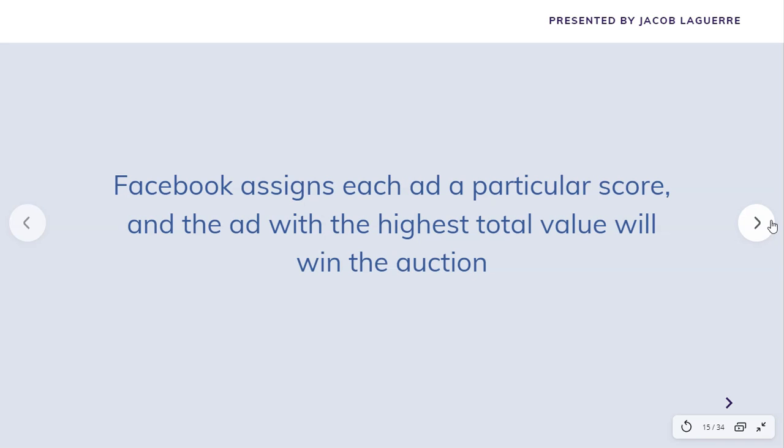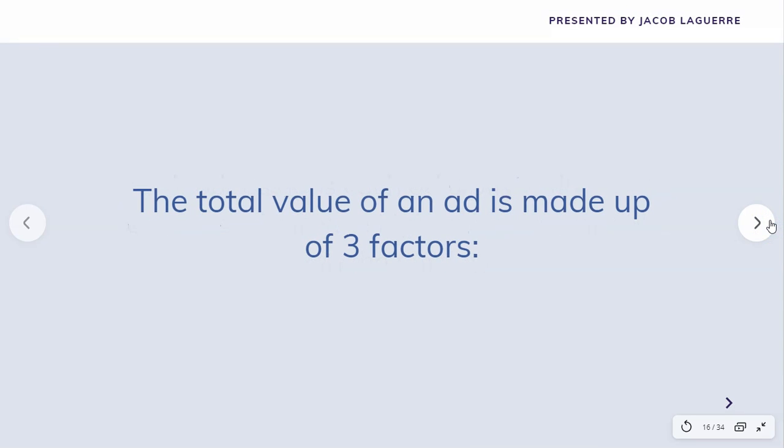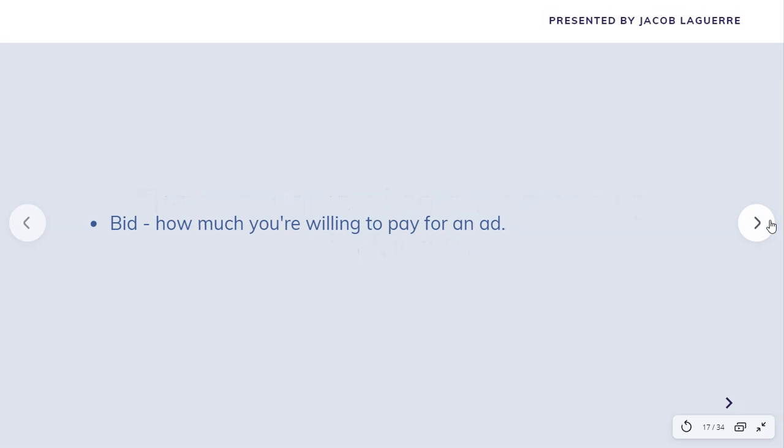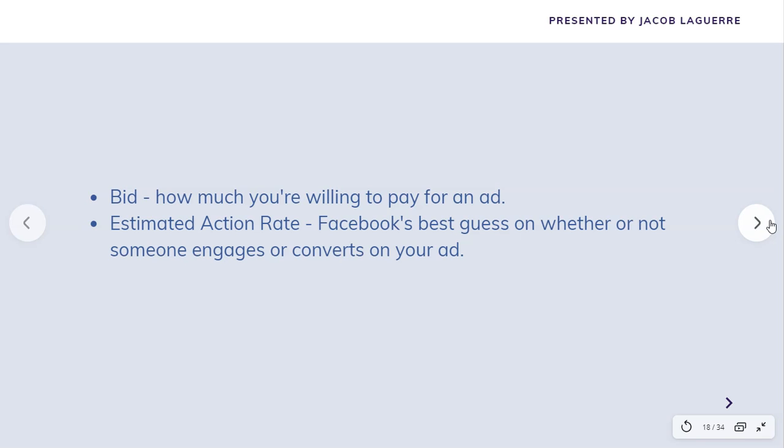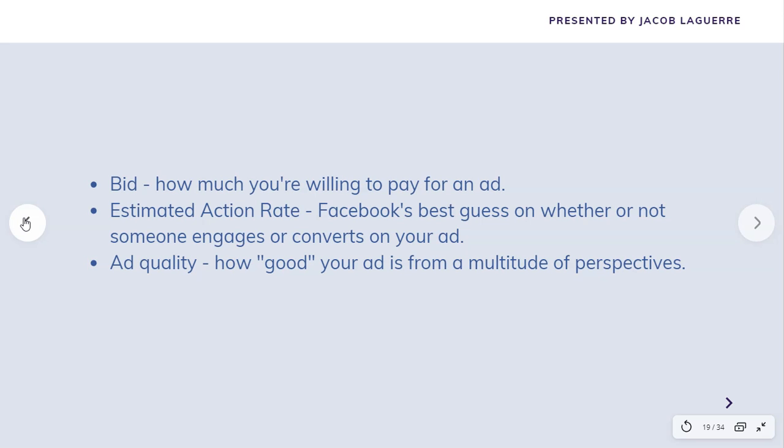What Facebook does with all these different ads competing for the same target market is assign each ad a particular score, and the ad that has the highest total value is going to win that auction. The total value of an ad is made up of three factors. Those three factors are the bid, which is how much you're willing to pay for an ad; the estimated action rate, which is Facebook's best guess on whether or not someone engages or converts on your ad; as well as the ad quality, which is, quote unquote, how good your ad is from a multitude of different perspectives.